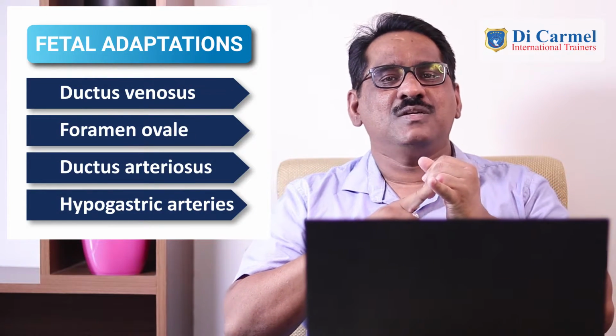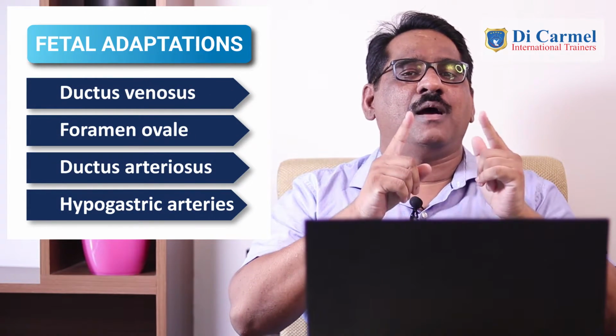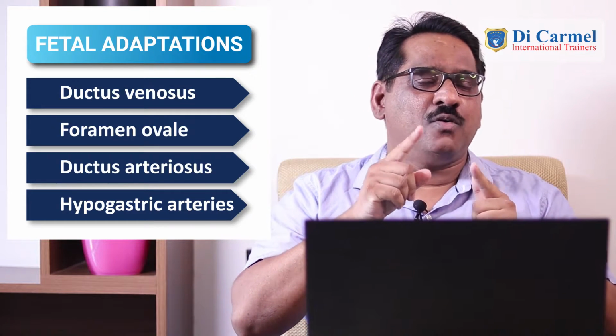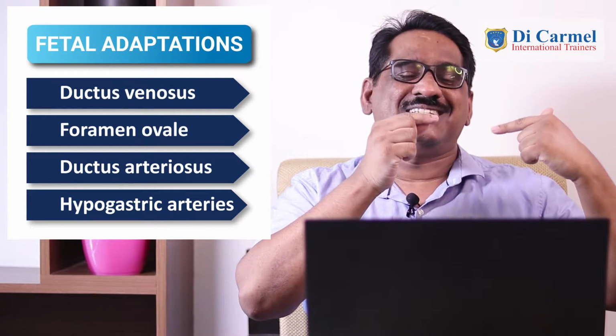And again, recollect the four adaptations we heard here, which include the ductus venosus, that's a connection between inferior vena cava and umbilical vein, and then the foramen ovale, which is an opening on the atrial septum.